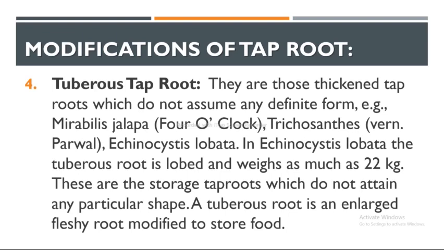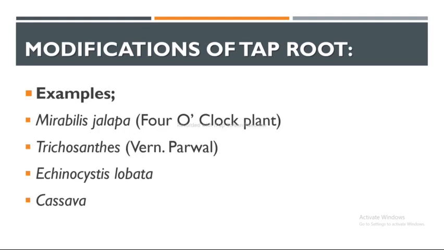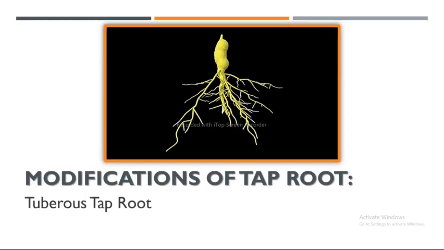These are the storage taproots which do not attain any particular shape. A tuberous root is an enlarged fleshy root modified to store food. So the examples are the Mirabilis jalapa, four o'clock plant. Second example is the Trichosanthes, vernacular name is parwal. Next is Echinocystis lobata. And the fourth example is cassava. This is tuberous taproot as shown in the figure.